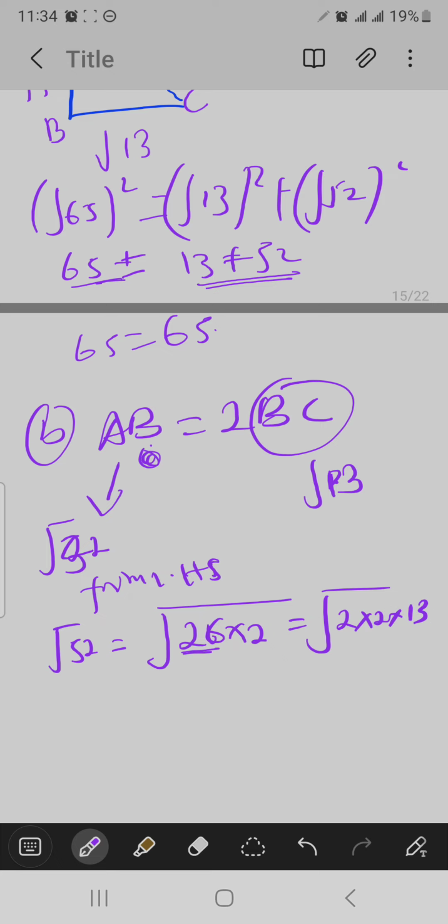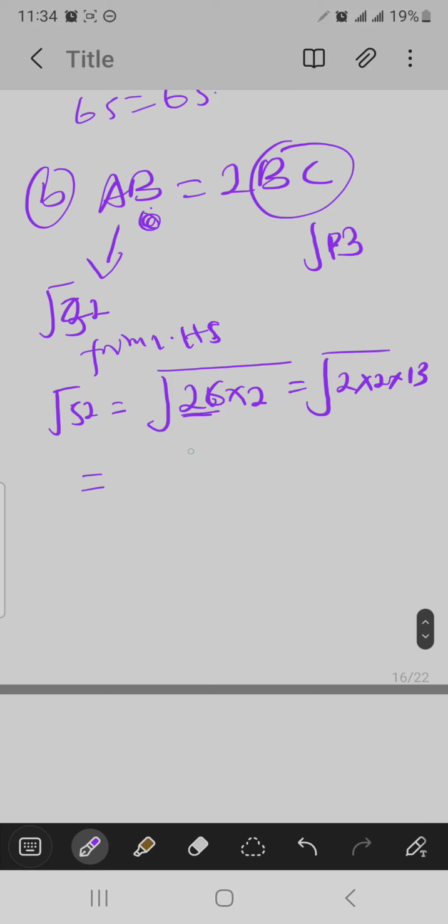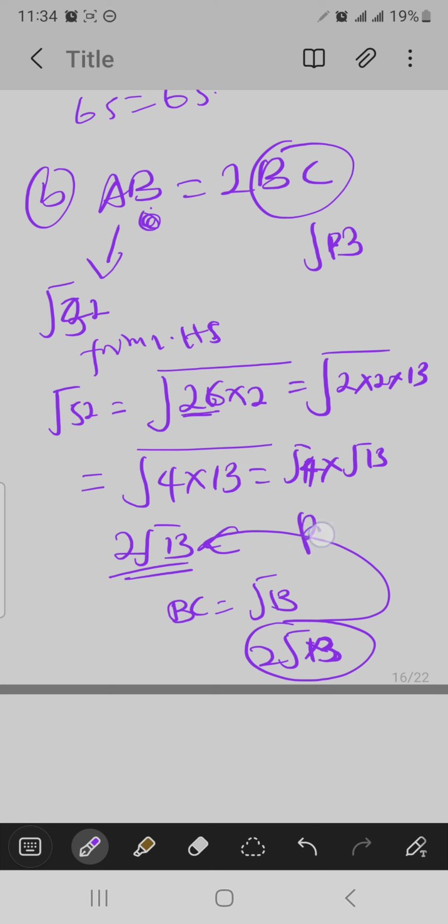So this one is 2 times 2 times 13, so this one will now be the square root of 4 times 13. So it will now be root 4 times root 13. So root 4 will be what? 2 root 13. But BC is root 13, so multiplied by 2 will now be 2 root 13. So this is equal to this. So proved. I hope this makes sense and I hope it helps you. I wish you all the best in your studies. Try and do more, please.